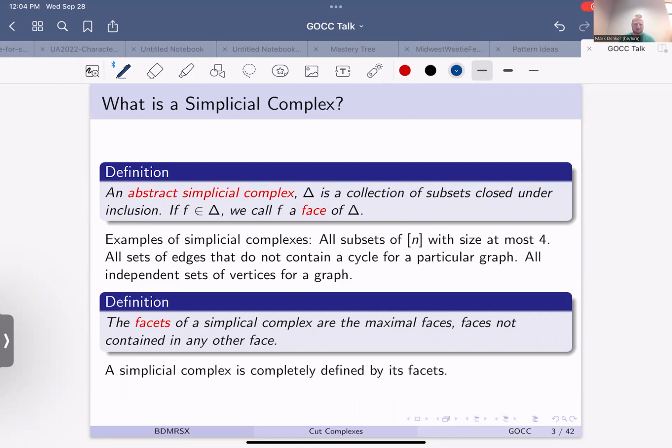Simplicial complexes naturally describe a lot of things combinatorists care about. Conveniently though, because you get all subsets closed under inclusion, it's pretty unnecessary to describe all of the subsets. You just need to describe the biggest ones, because once you describe the biggest ones, everything else is included. So we just call the biggest ones the facets of our simplicial complex, and they will give you a complete description of your simplicial complex. You don't need to write all of the sets out.